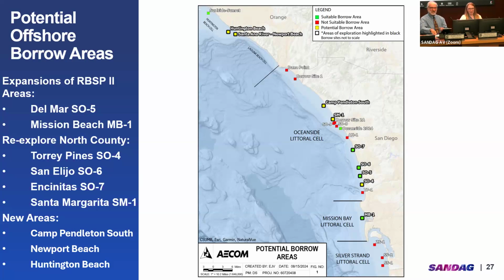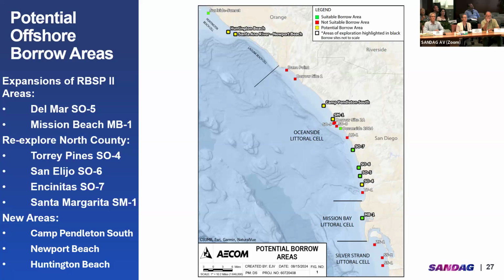I'll talk about where we will find the sand for the project. So this is an overview map of the potential offshore borrow areas, where we've been in the past, where we may go to look for sand again. We've been clear down to Imperial Beach, and we've been off Zuniga Jetty. We're looking to expand some of the known borrow areas done for RBSP2 at Del Mar and at Mission Beach. And the message is there's substantial amounts of material there still in place. And we're also proposing to re-explore some of the other known borrow sites, say at Torrey Pines.